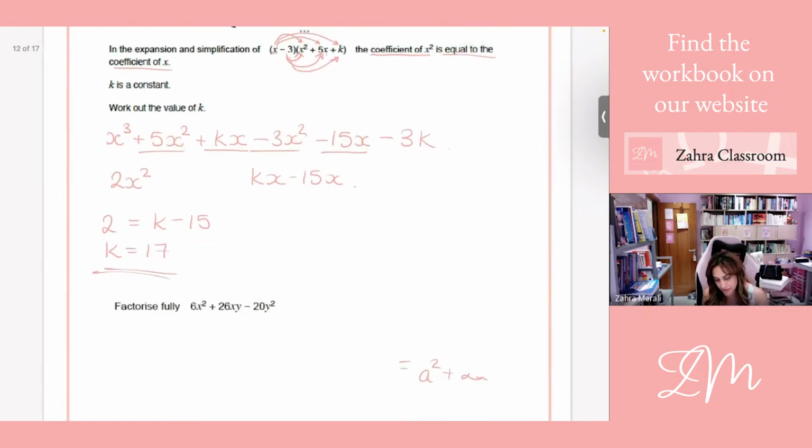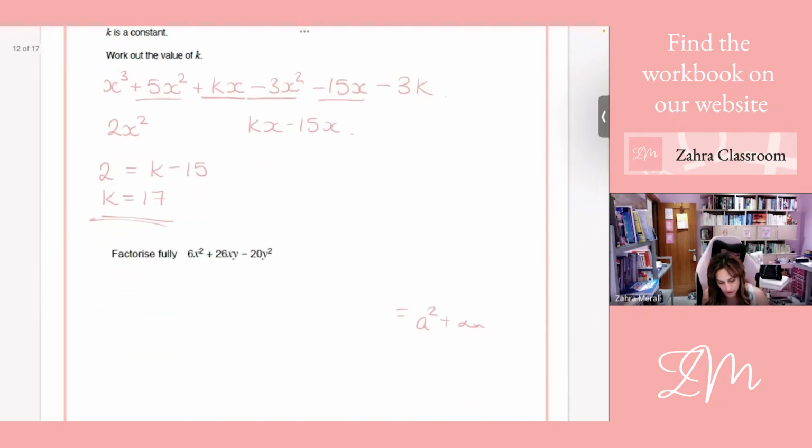Right, we're going to factorize fully. So first, we're just going to look at what common things are in everything. So we look at that and it's not obvious. The only thing there seems to be common is the number. We can take 2 out of everything. So we get 2 times 3x squared plus 13xy minus 10y squared.